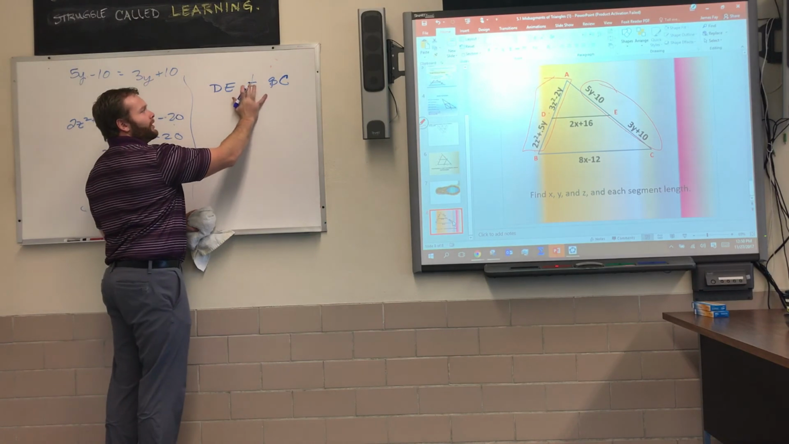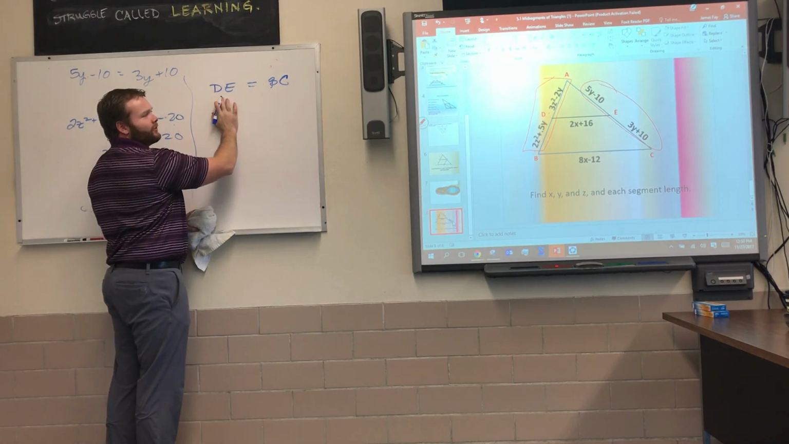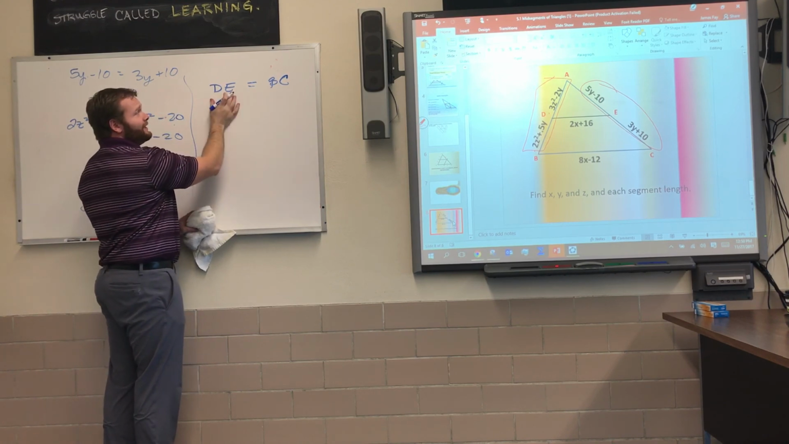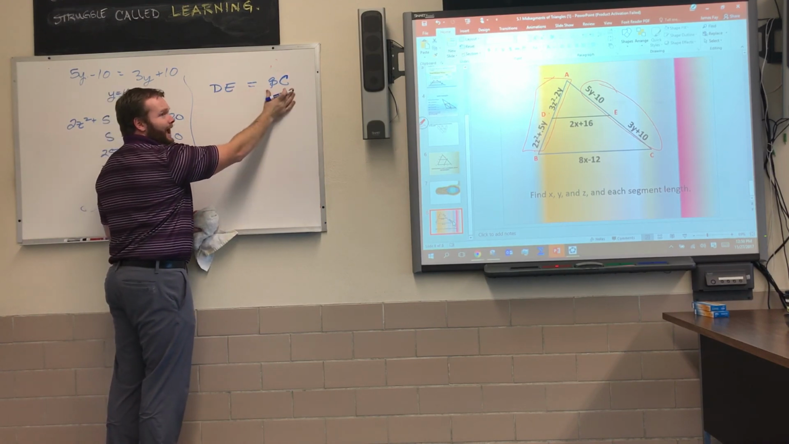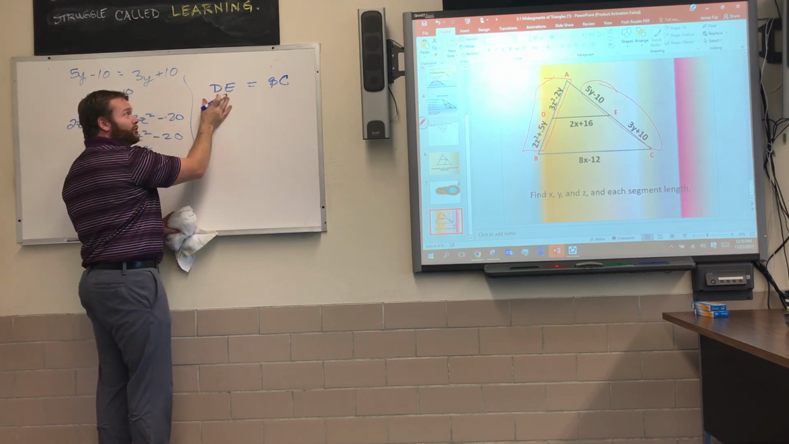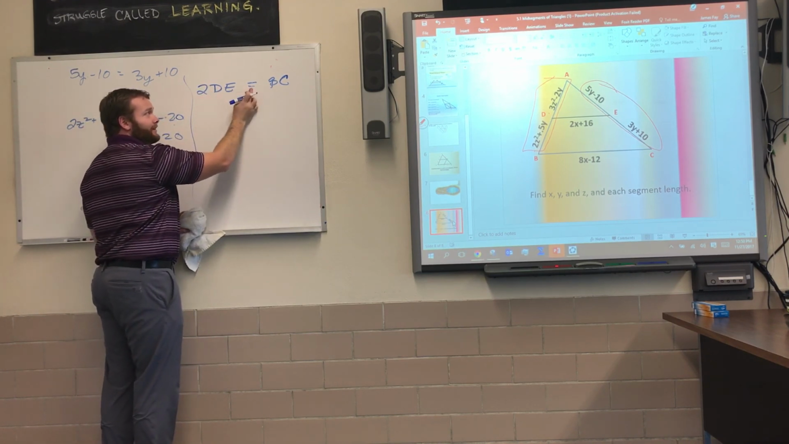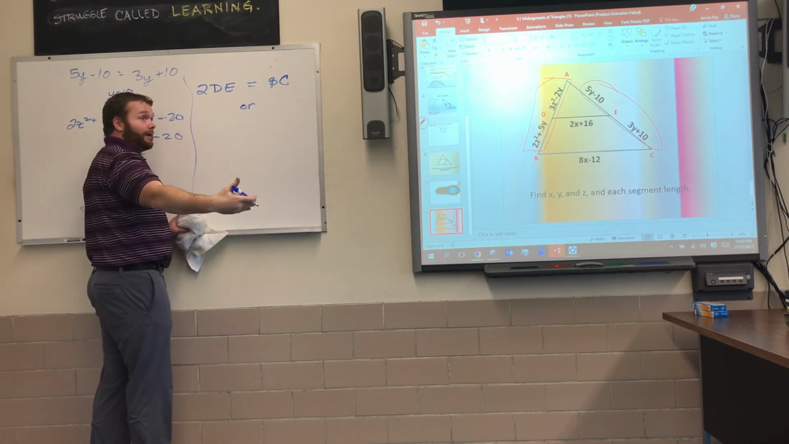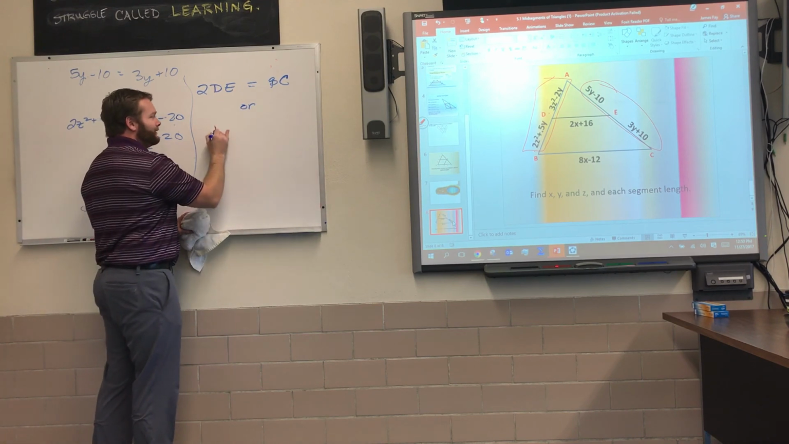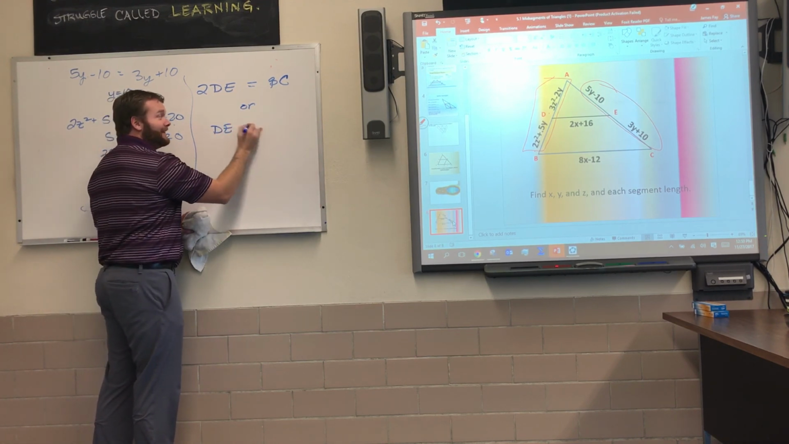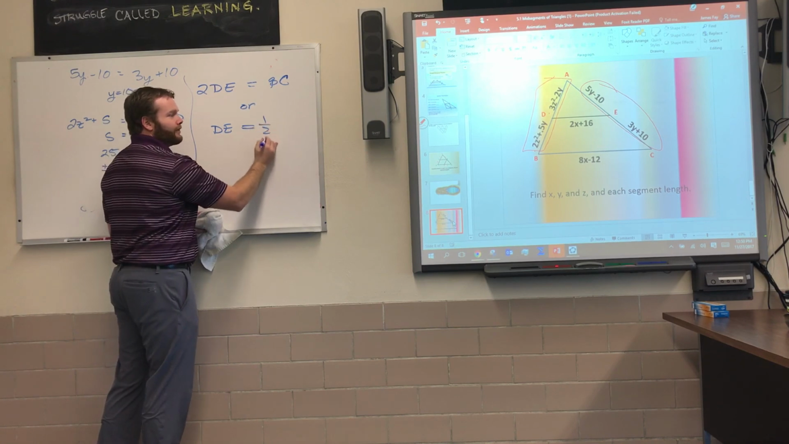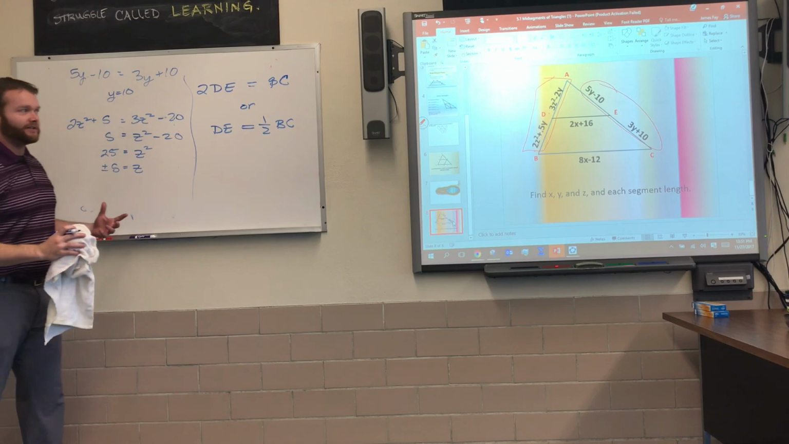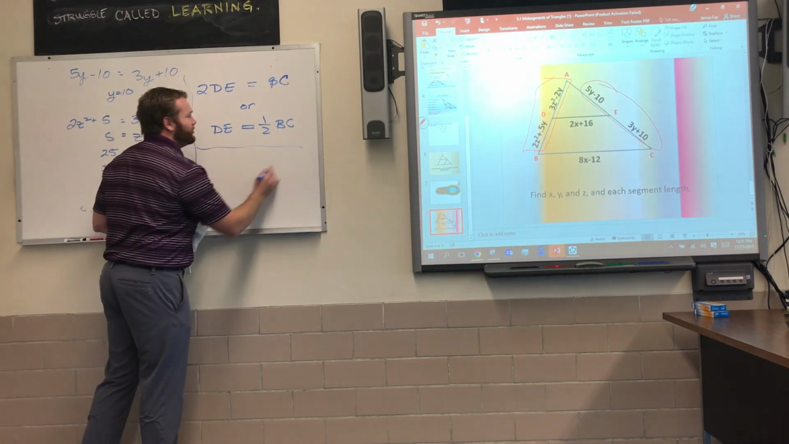DE is always what compared to BC? The mid-segment is always what compared to the third side? It's half, okay? So DE is half of this. So does it make sense that 2 DEs is 1 BC? Or if you want to go off the way that we stated that the mid-segment, in this case DE, is half the third side being BC, you put the 1/2 there. Regardless, it doesn't matter. Both routes are going to get you the same answer.